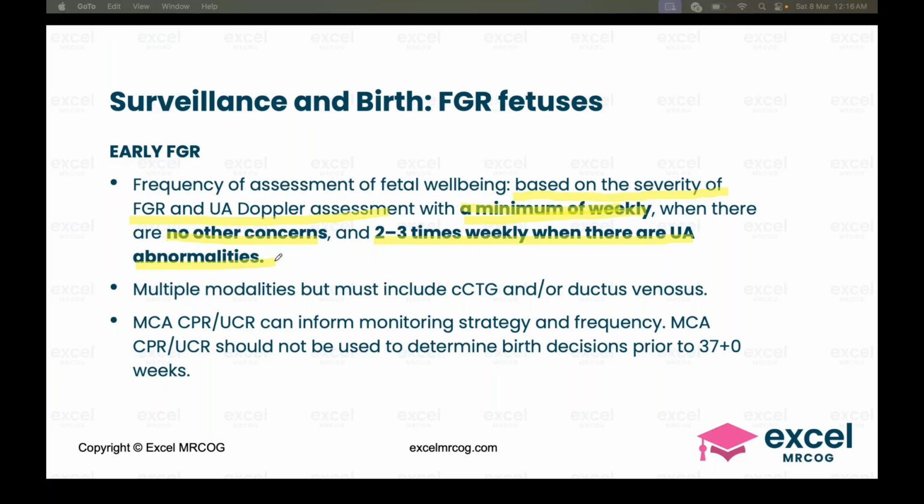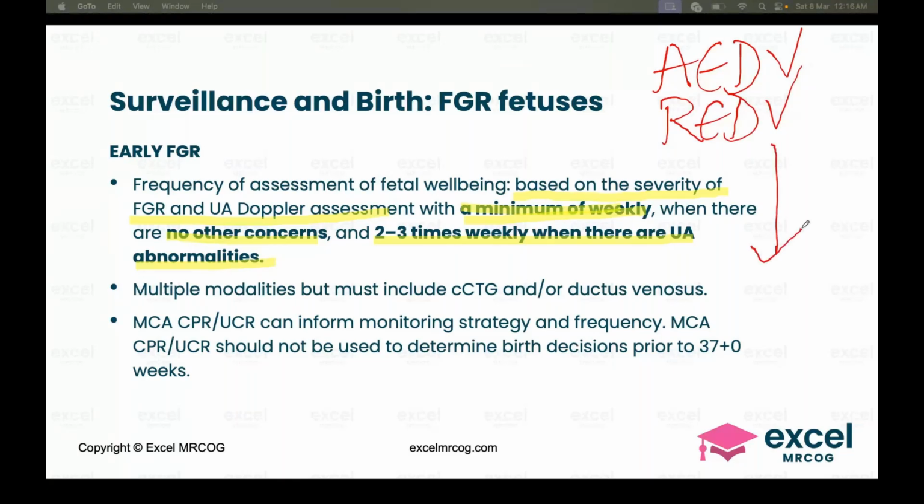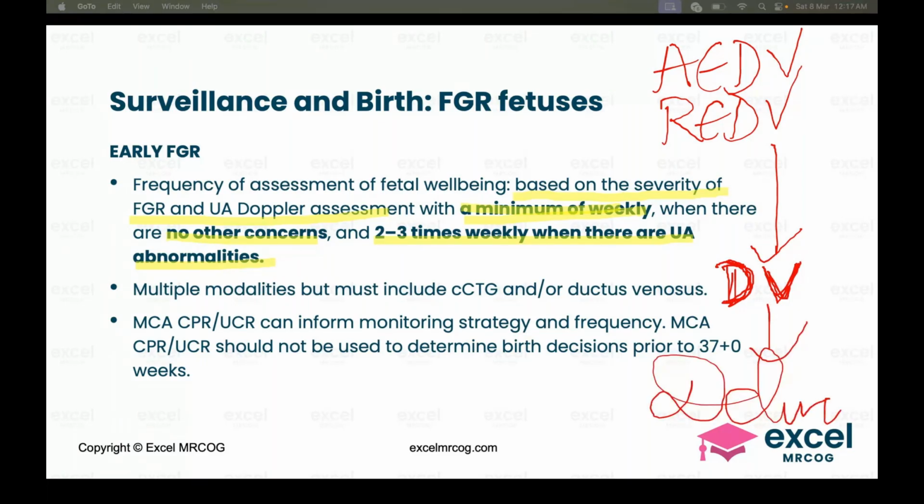You have absence of end diastolic flow, reversal of end diastolic flow, and then in early FGR, you cannot just directly deliver them because they are too preterm, and every day in utero may help them. So you wait till the DV Doppler becomes abnormal. Okay, the DV Doppler becomes abnormal, but that means the baby's heart is starting to fail. That's when you consider delivery. Okay, so it is either DV Doppler or CTG. CTG tells you how the baby is doing right now.